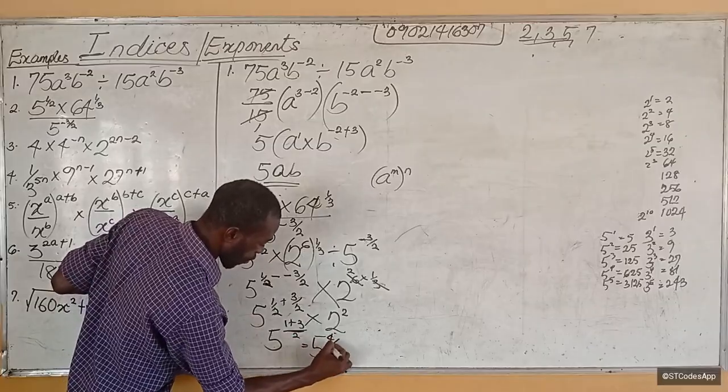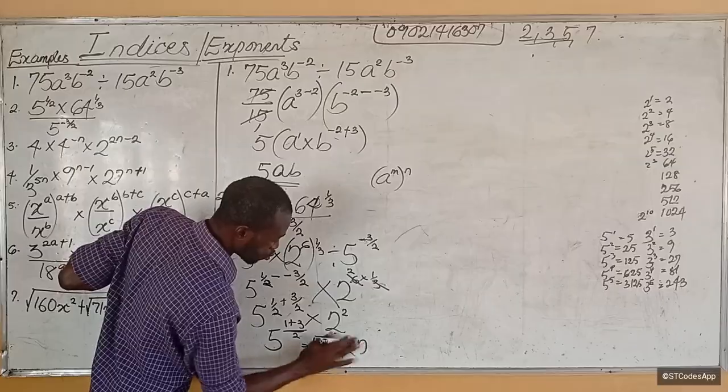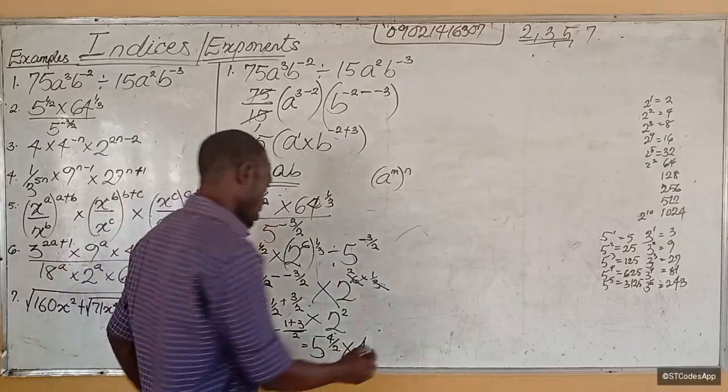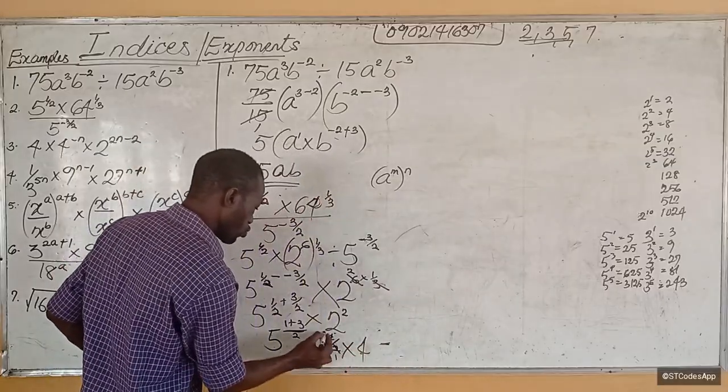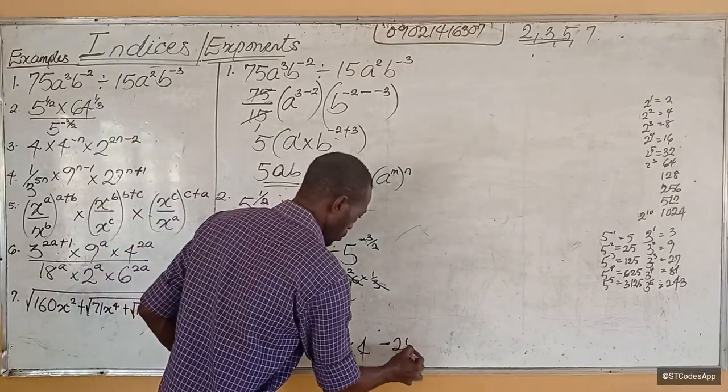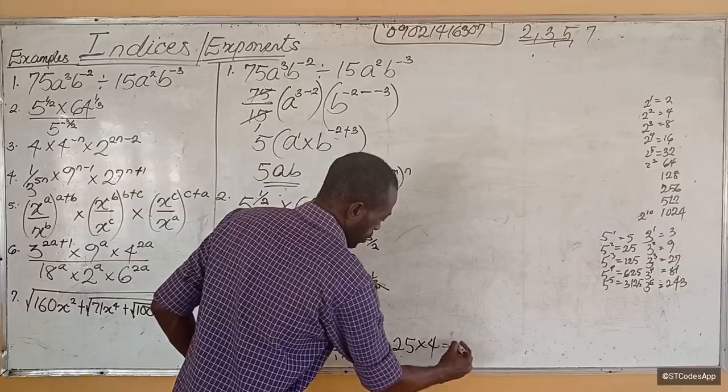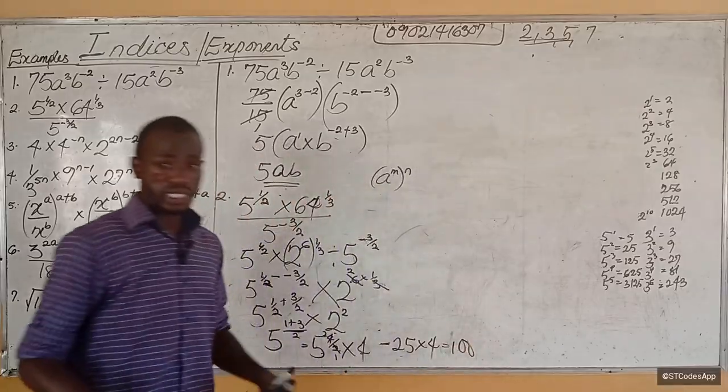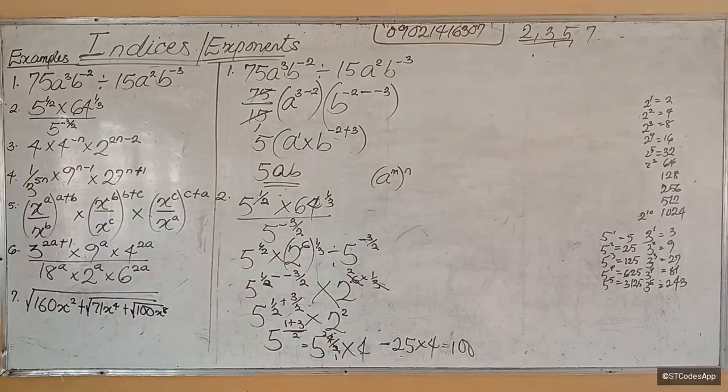So 5 raised to power 4 over 2 multiplied by 2 squared, that is 4. The 4 over 2 becomes 2, so 5 squared is 25 times 4, that is 100. All right, then number 3.